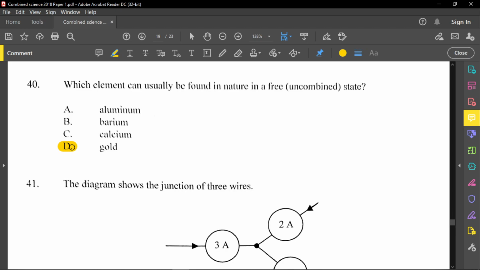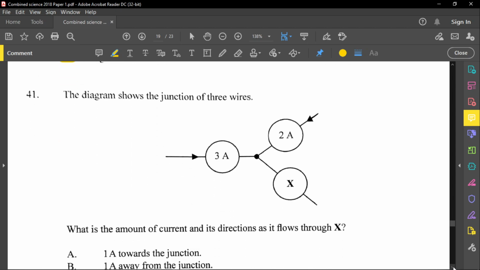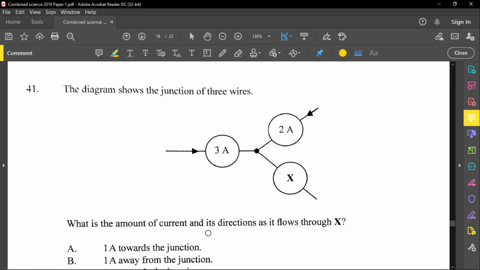All right. Now for 41, it says the diagram shows the junction of 3 wires, okay? And so we have 2 with arrows. And it asks what is the amount of current and its direction as it flows through X. So first and foremost, you notice these 2 arrows are coming in this way. So all of them will meet, and then this arrow will come down like that. So these 2 will meet at the junction, and then send the current into X. So therefore, the total current going into X will be 5, all right. So it will be 5.